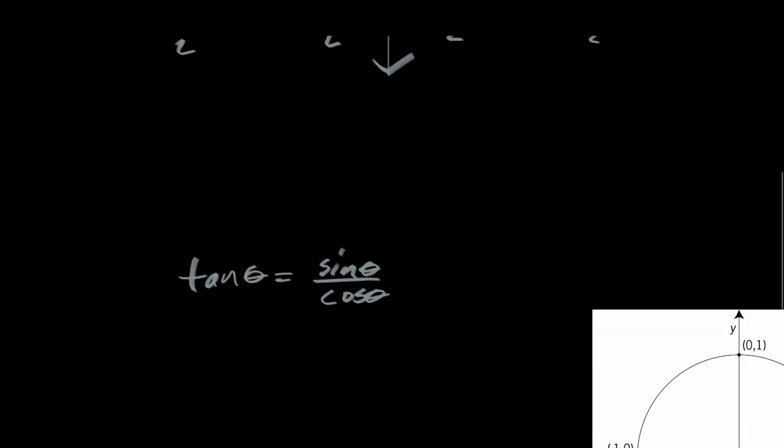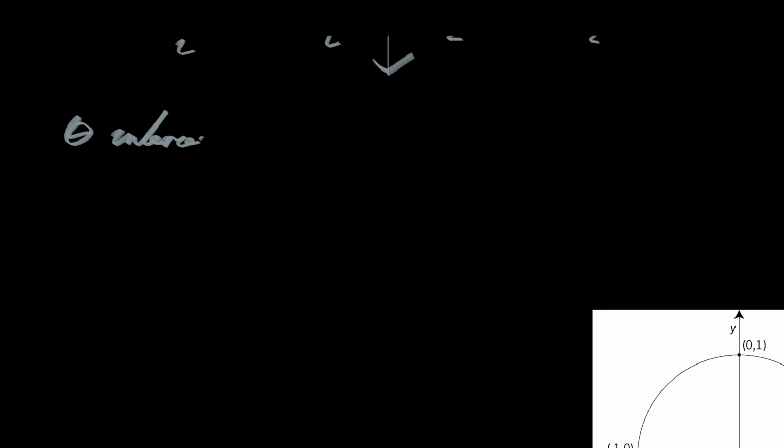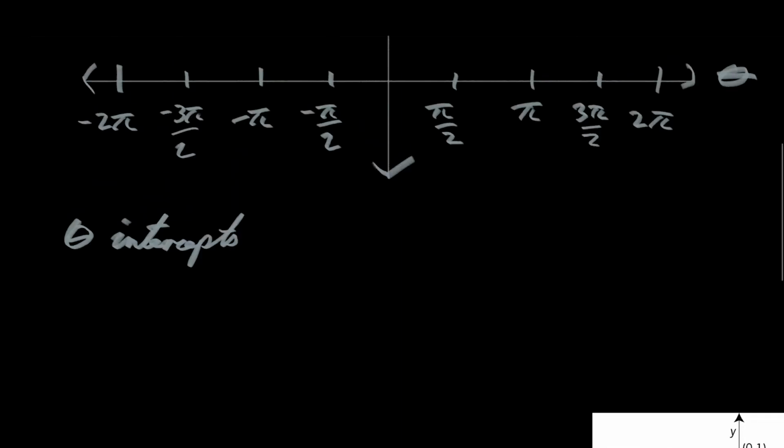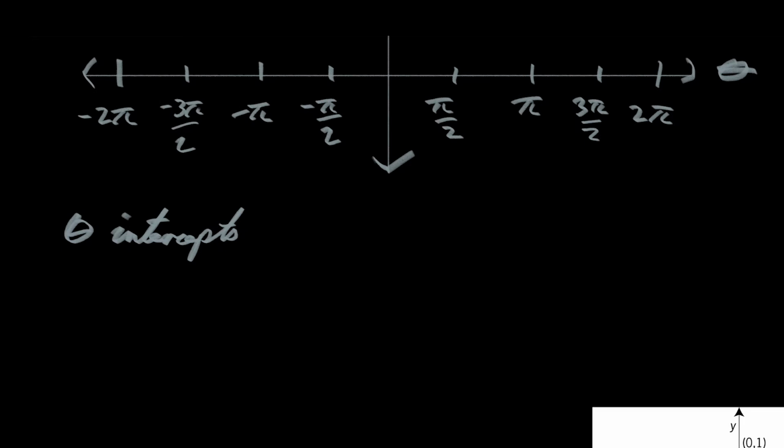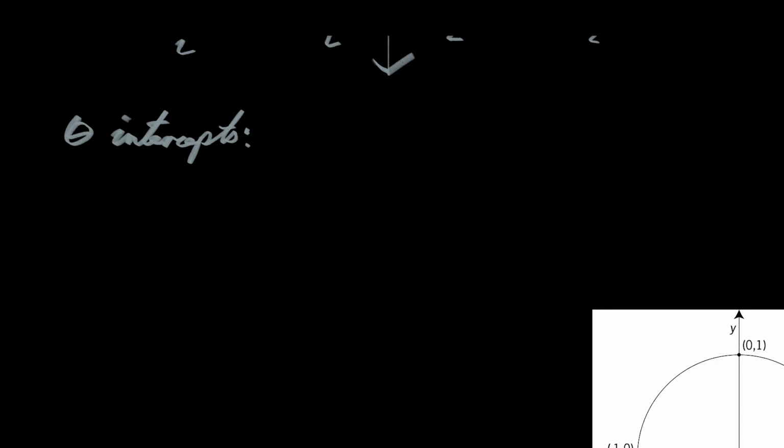Let's start with intercepts. Let's do theta intercepts first. In other words, we're looking for places where the graph is going to intersect this axis, if at all. Notice that whenever the graph would be intersecting the theta axis, that's when y is equal to 0. So in order to find theta intercepts, you have to assume y is equal to 0, because that's the only value for y for which the graph will be able to intersect the theta axis. So you set y equal to 0.